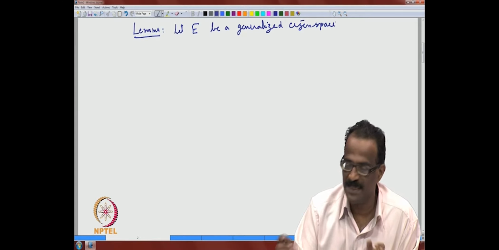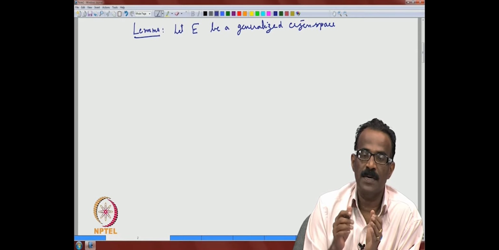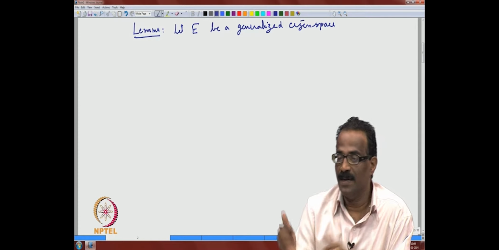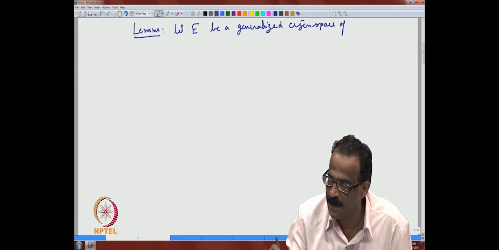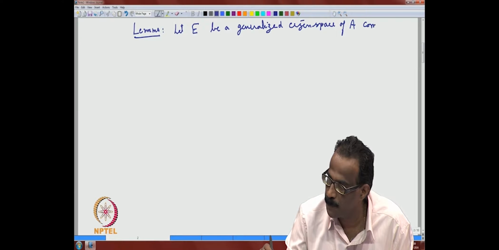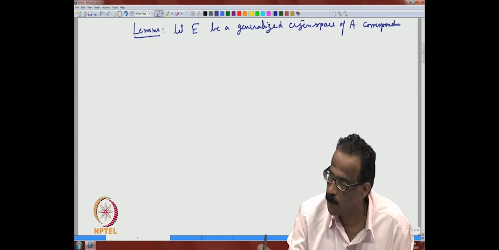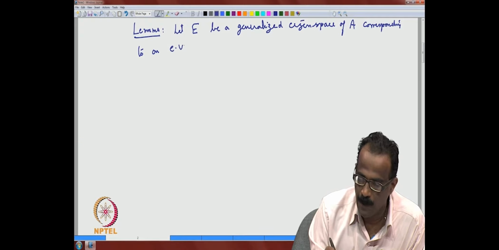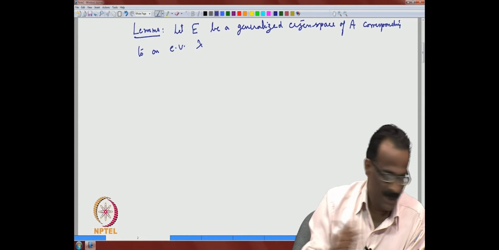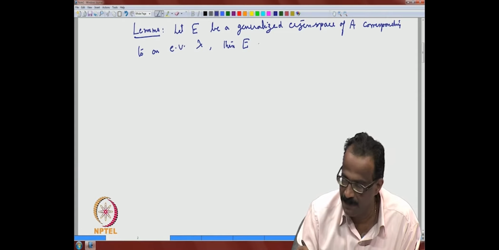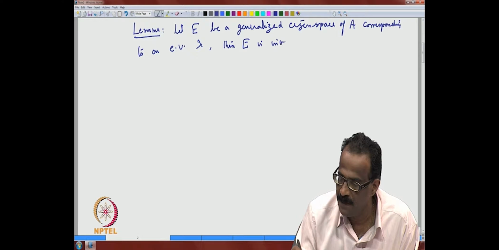Just like an eigenspace is the space spanned by all the eigenvectors corresponding to a particular eigenvalue, the generalized eigenspace E of A, already discussed, corresponding to an eigenvalue lambda, is invariant under A.